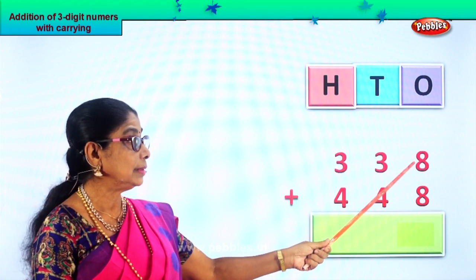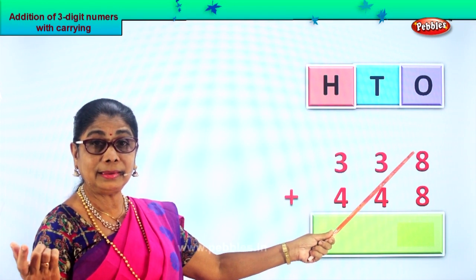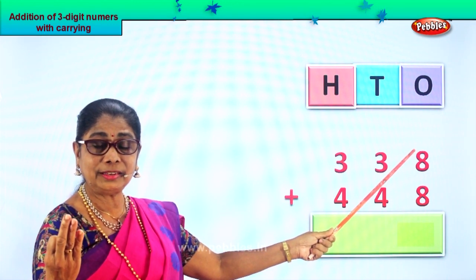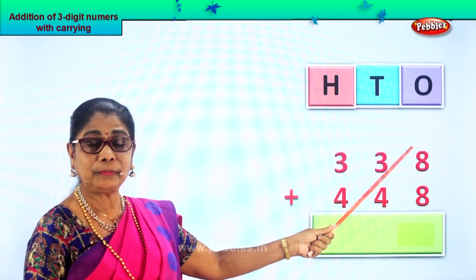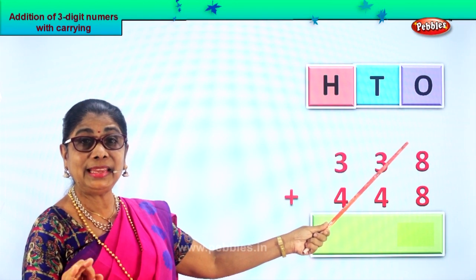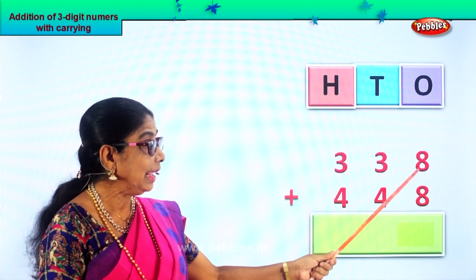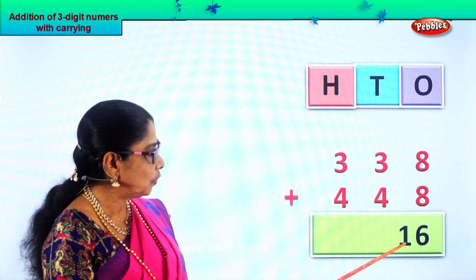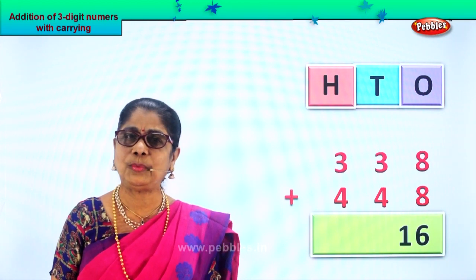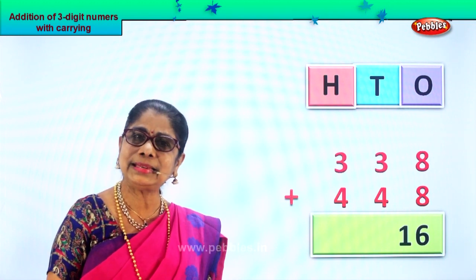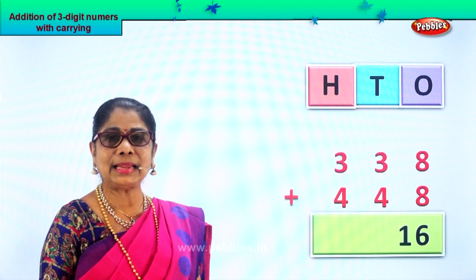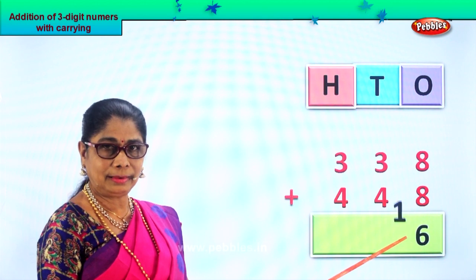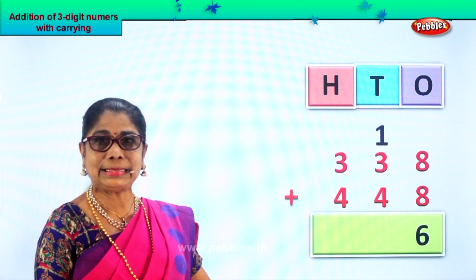Take 8 on your fingers. 8 in the mind. After 8, 9, 10, 11, 12, 13, 14, 15, 16. 8 ones plus 8 ones make 16 ones. So we put down 16. What is 16 ones? 10 plus 6 is 16. 10 ones is 1 ten. We leave the 6 here. This 1 ten, we take it and put in the tens place.